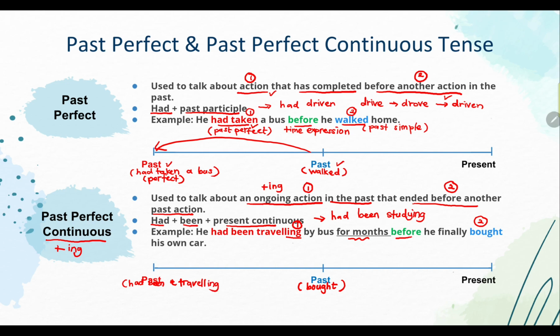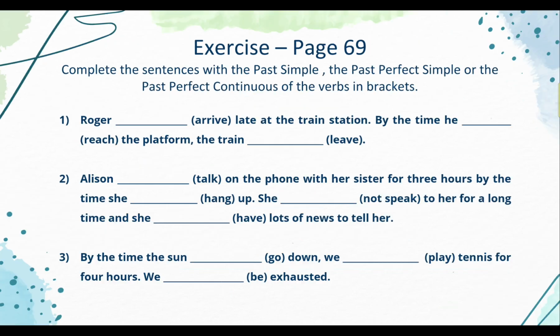Had been traveling. So it started in the past. It started in the past, continue, continue, continue, and then it ended. It ended once he bought a car. Dia travel sepanjang-panjang tu, from here, travel until he bought a car. So that's why we have to use continuous, because it's an ongoing action, or it is a continuous action. Dia berterusan. So that's how we use past perfect continuous.